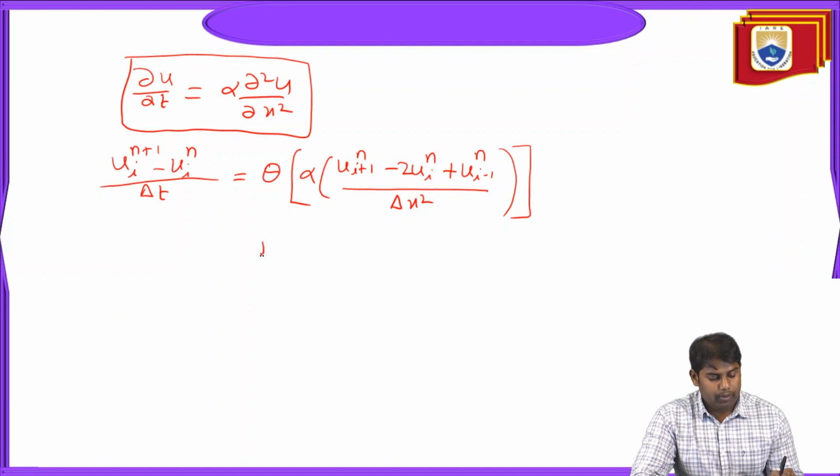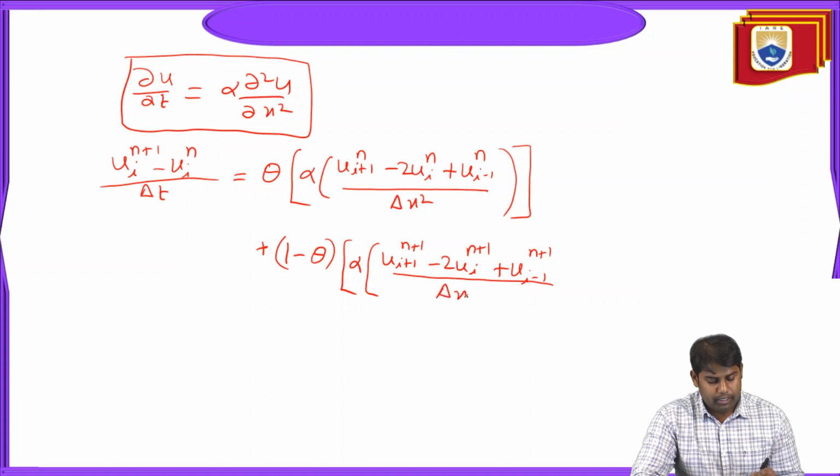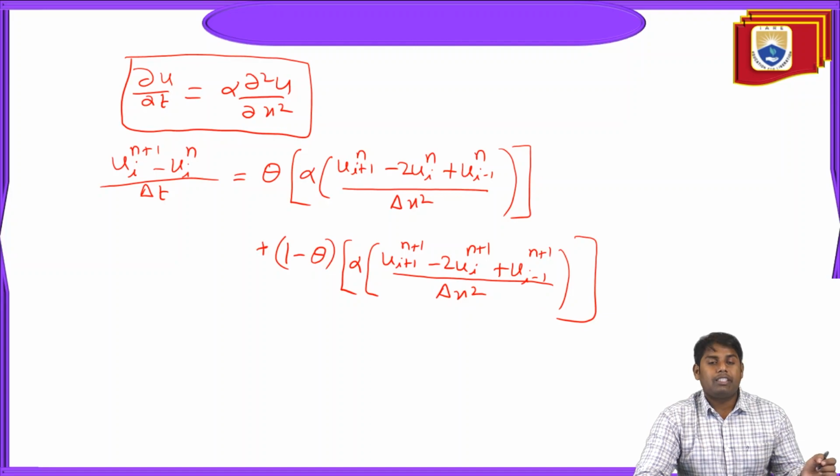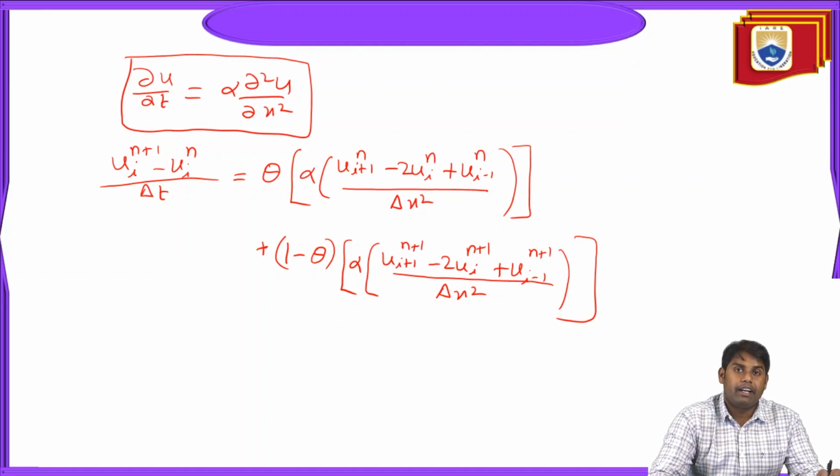The other factor: plus 1 minus theta, into the same alpha, into u of i plus 1 to the power of n plus 1, minus 2 u of i to the power of n plus 1, plus u of i minus 1 to the power of n plus 1, divided by delta x square. Okay, so this is the general equation, a generic equation.